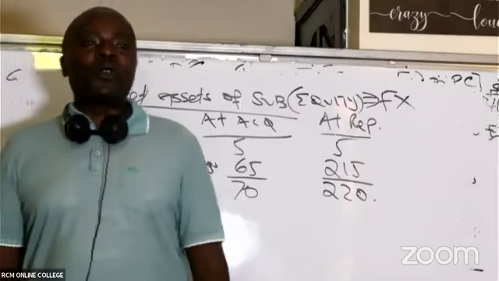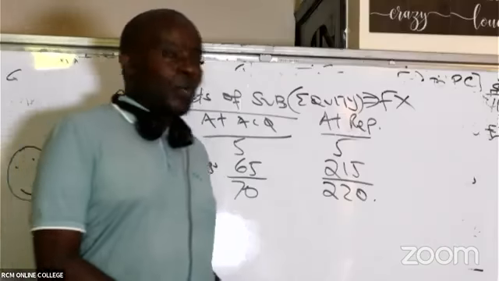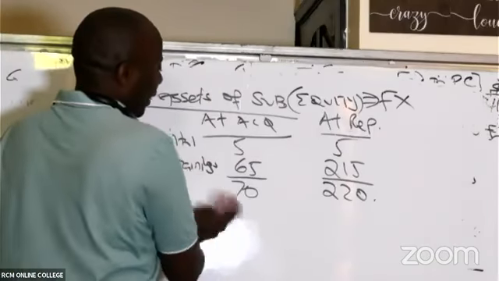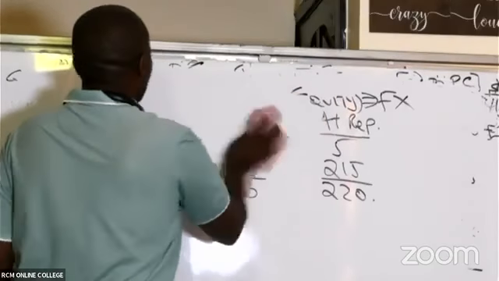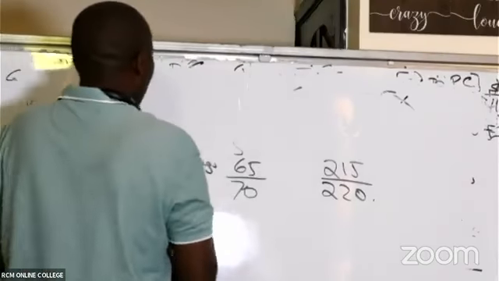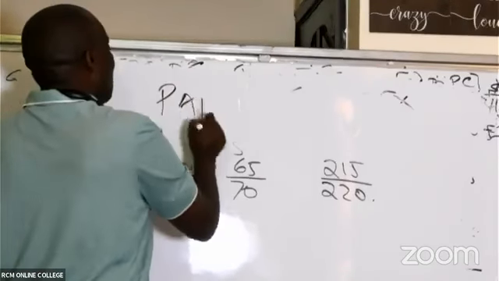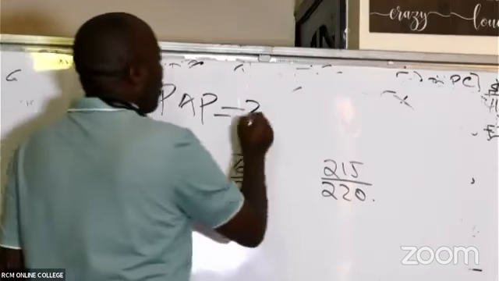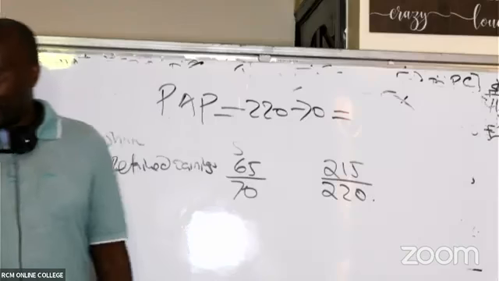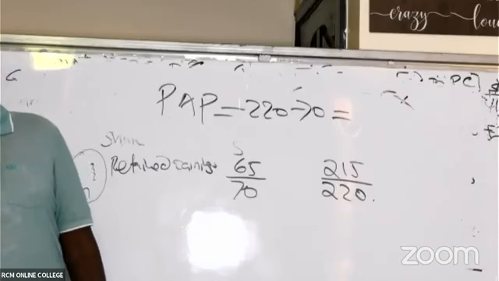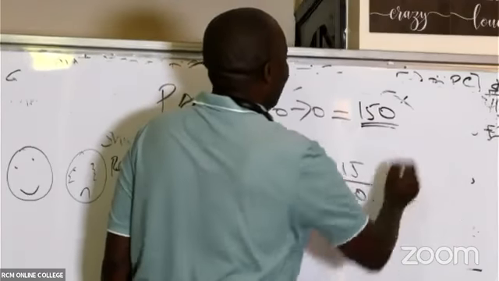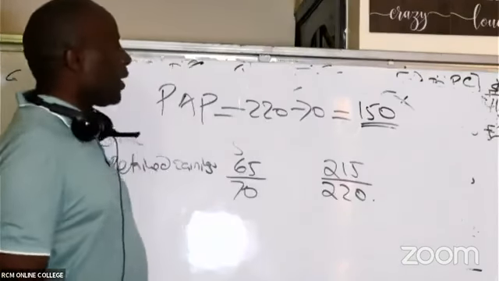So in this case we have what we call the post-acquisition profit, PAP, which is 220 minus 70. You write the post-acquisition profit in full. 220 minus 70 at the end of the day becomes 150.